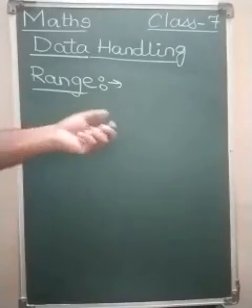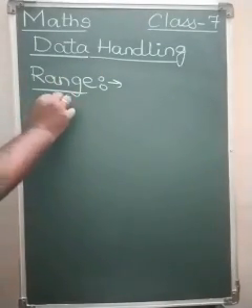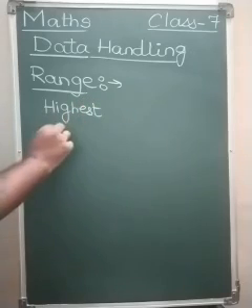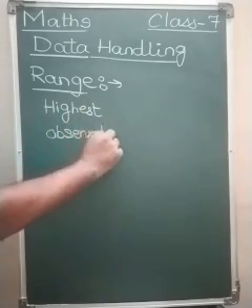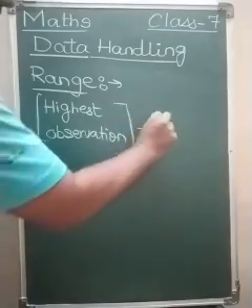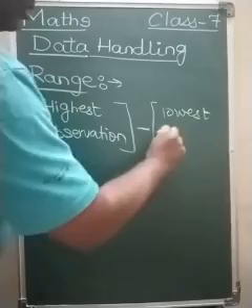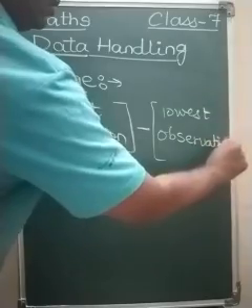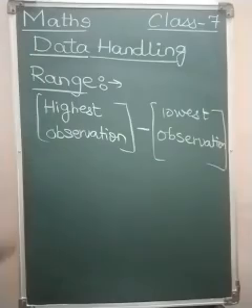Range is nothing but, no definition is there, just a formula is there. So here we write down the formula as highest observation minus lowest observation. Very simple. Highest observation minus lowest observation.